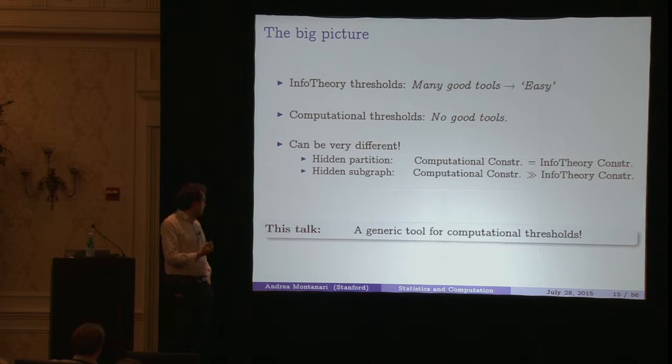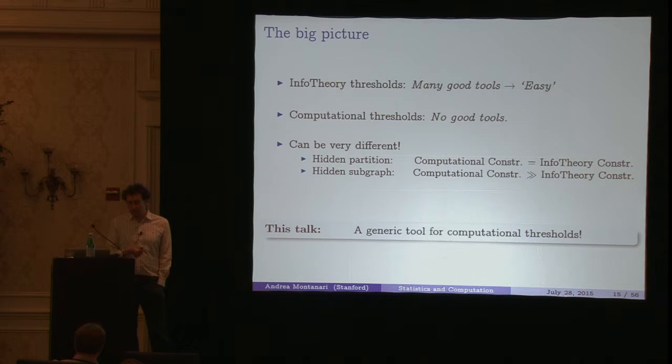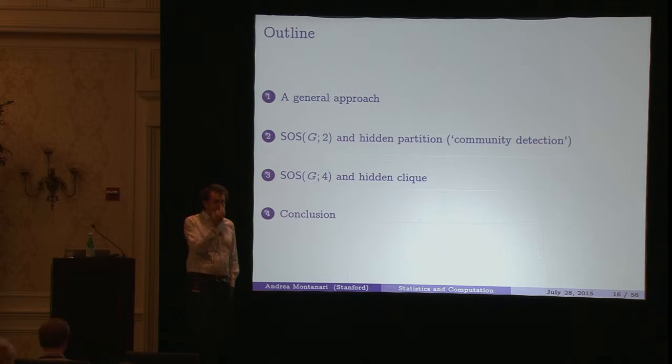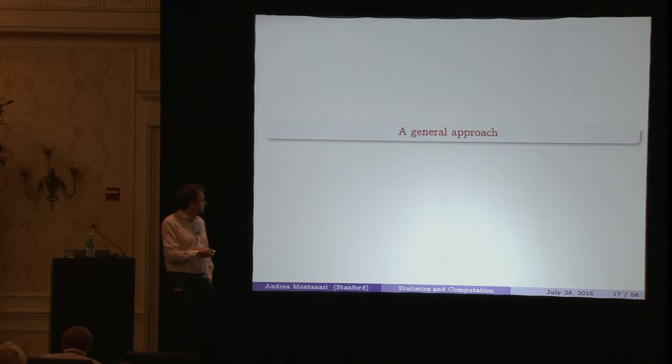So I think that the biggest question in this area really is the following: can we find good conceptual or good mathematical tools to understand computational limitation? Okay, so I want to talk about a general approach, and then discuss what it gives in the hidden partition problem and the hidden clique problem. The hidden partition has also been popular as community detection.